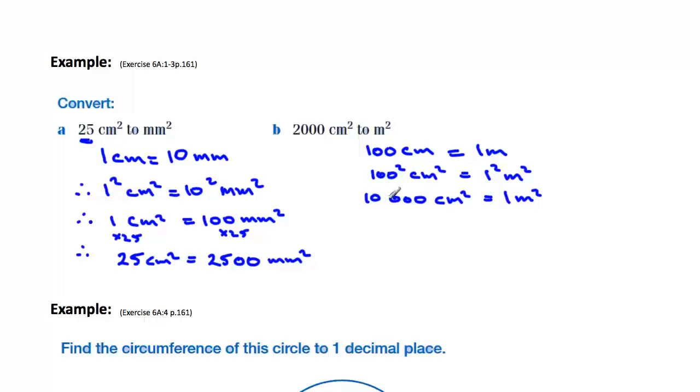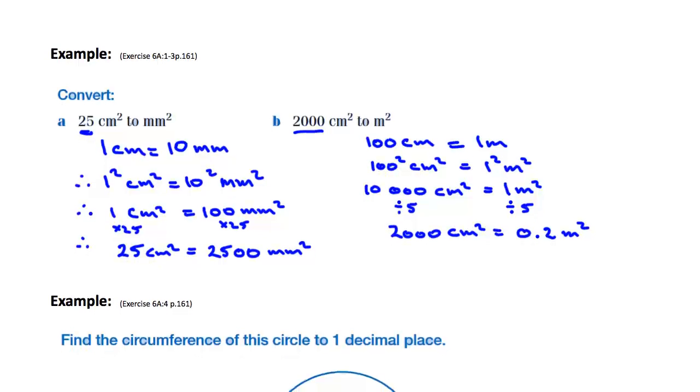Now, in order to get this 10,000 back to 2,000, I think you can see we've got to divide by 5, because 2,000 goes into there 5 times. So if I divide this by 5, I actually get 2,000 centimetres squared. But because I've divided this by 5, I have to divide this by 5 as well. And this takes me down, if you use your calculators, you'll find this, to 0.2 metres squared. So there's my solution, dividing both sides by 5. Now, once again, practice these and you'll get them right.